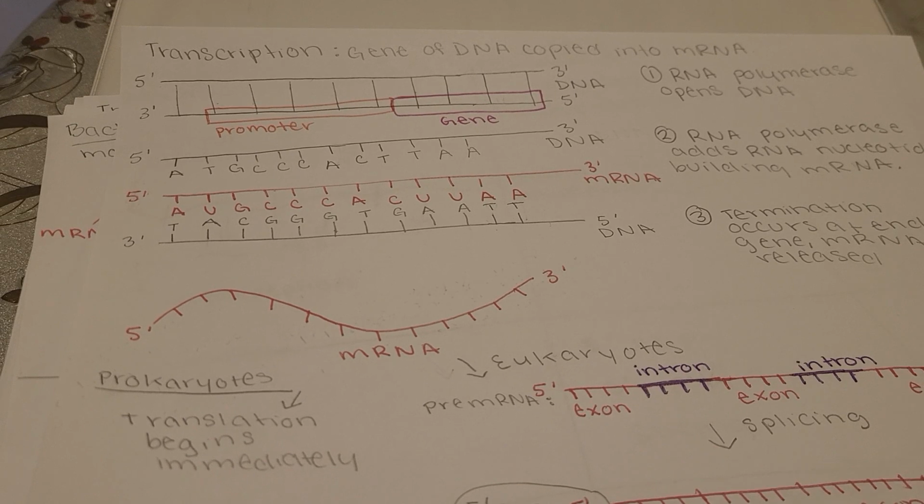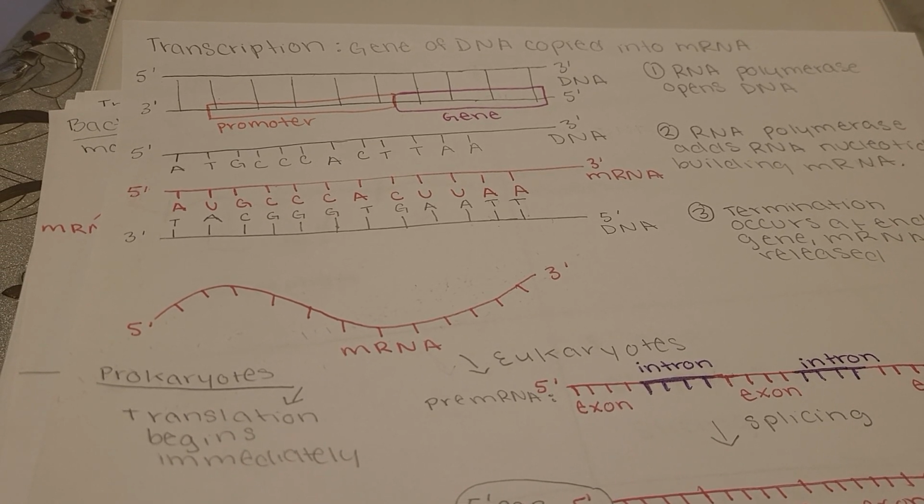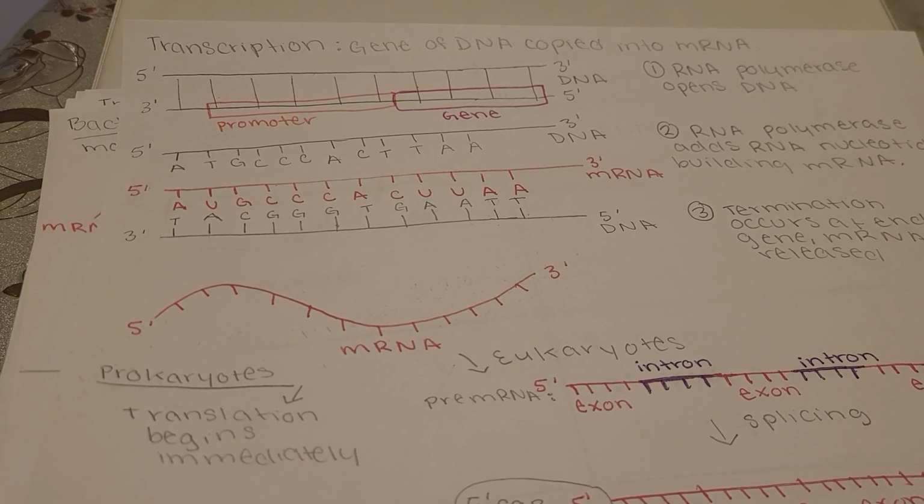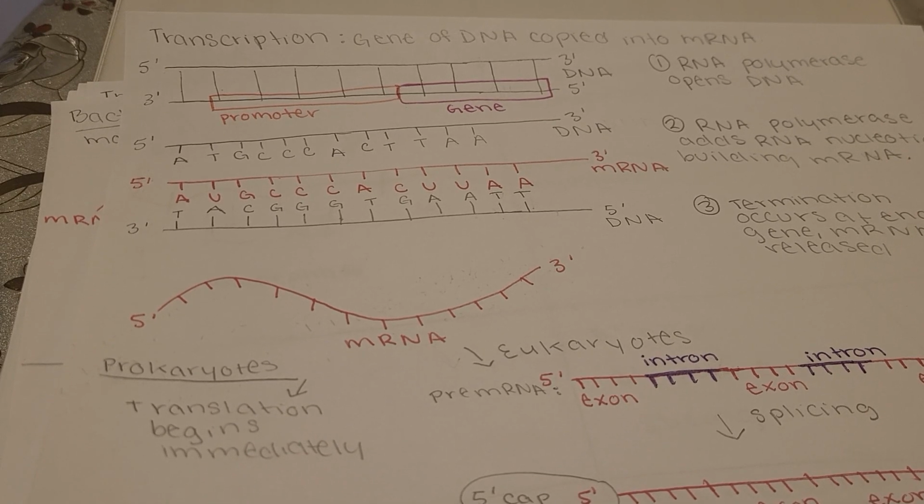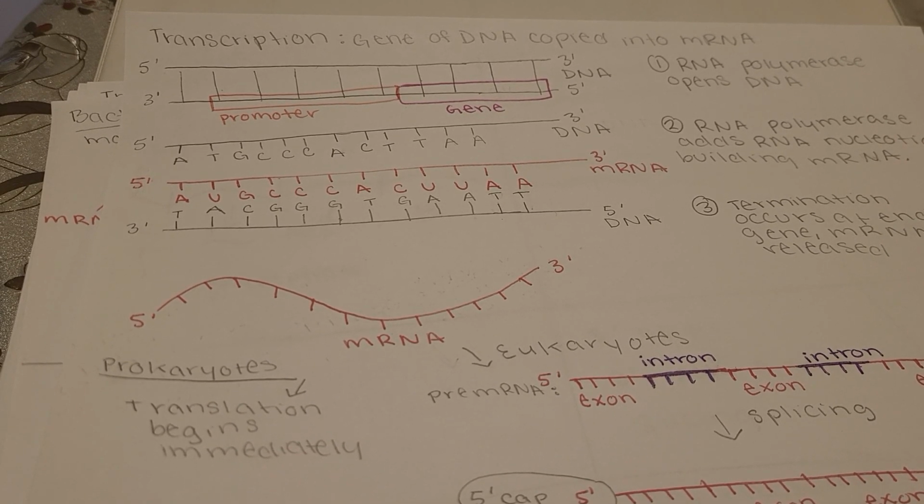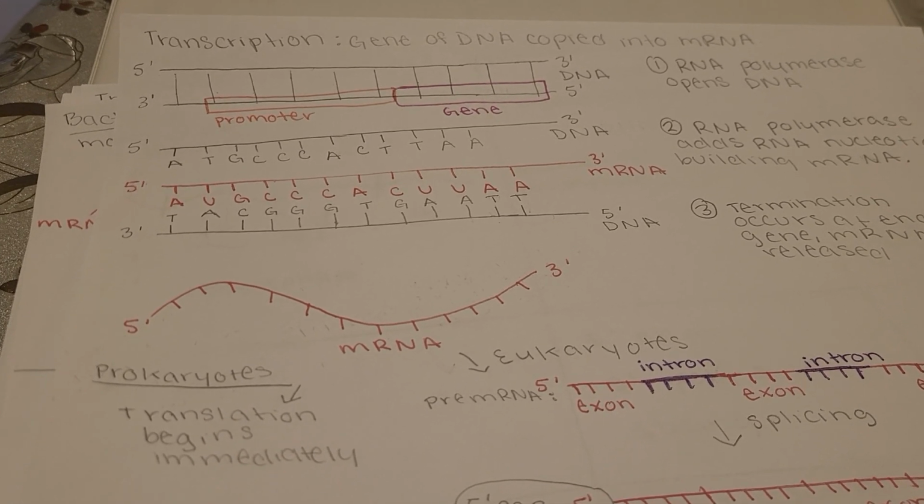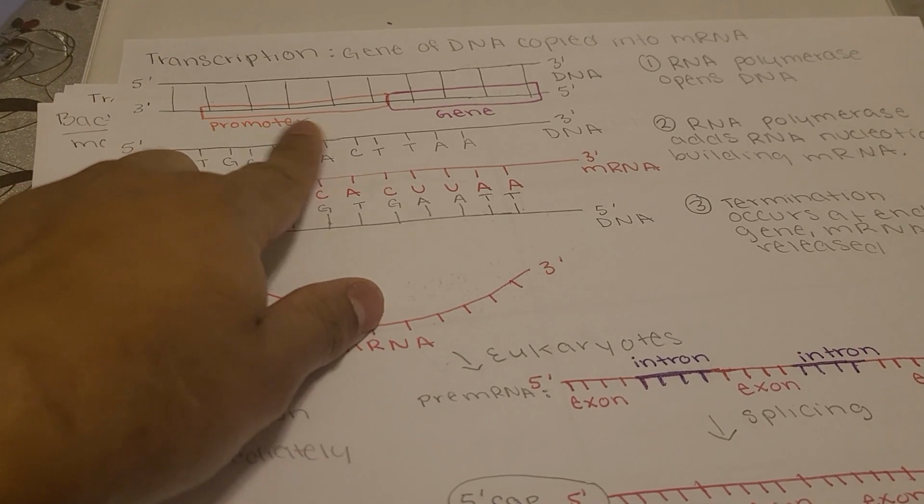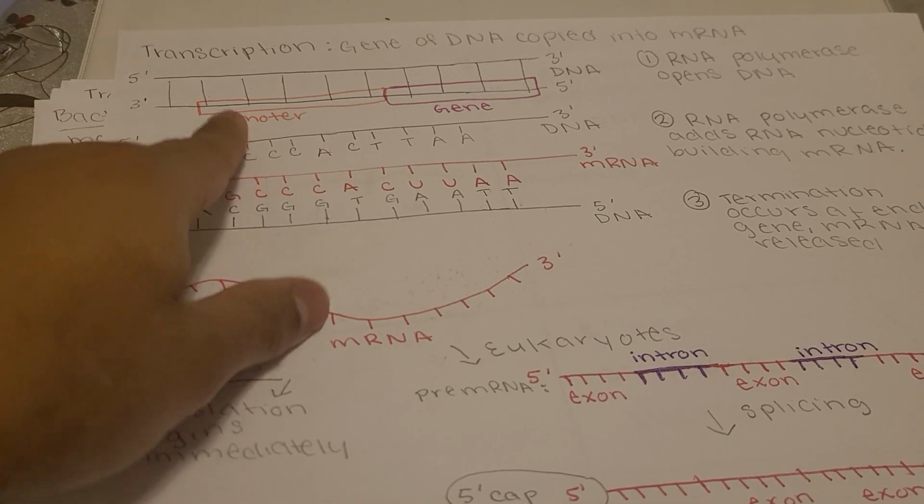The boxes are put in one of the strands of DNA, and that's because only one strand will be transcribed. It could be the bottom or top strand, and here I chose to do the bottom, but it could be either top or bottom.